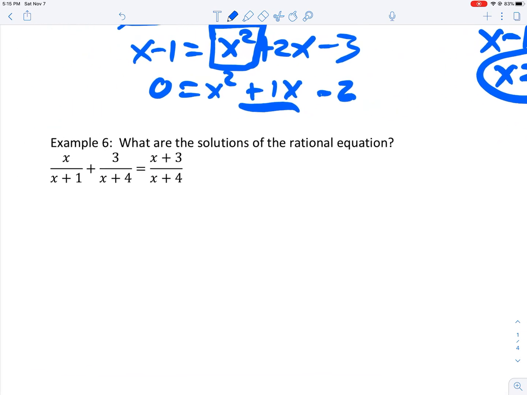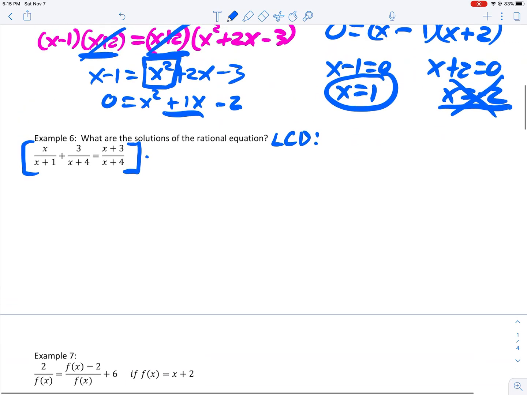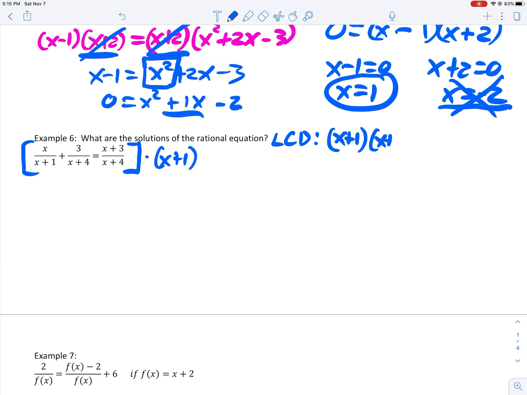Example 6, again, not a proportion this time. So we're going to have to figure out something to multiply by to clear the fractions. So the least common denominator. So if I multiplied everything by x plus 1, that would only clear the first fraction. So I also need x plus 4 to clear the other two fractions. So that is going to be multiplied by every single fraction. So hopefully we get to be able to do this visually, so we can do some of this in our head, so we don't have to write all this out.